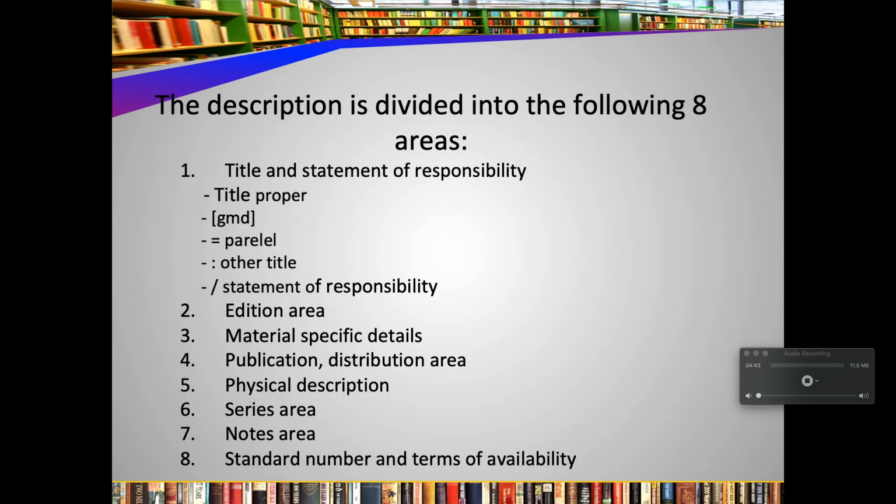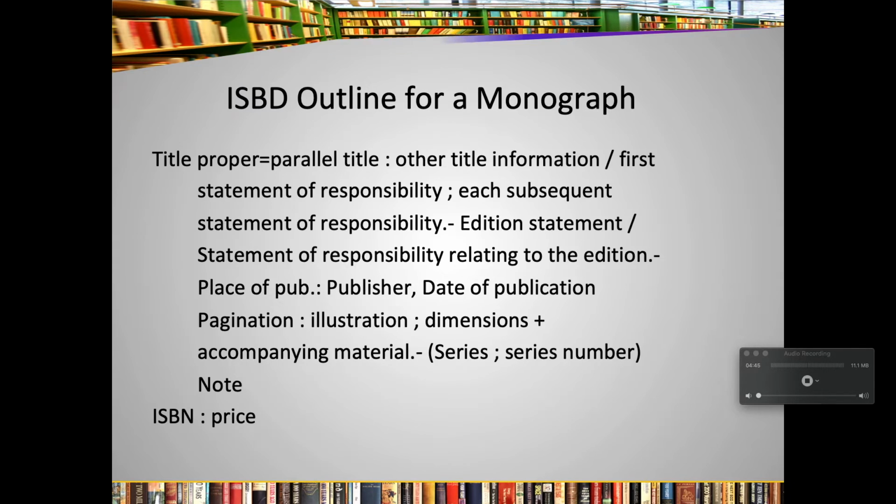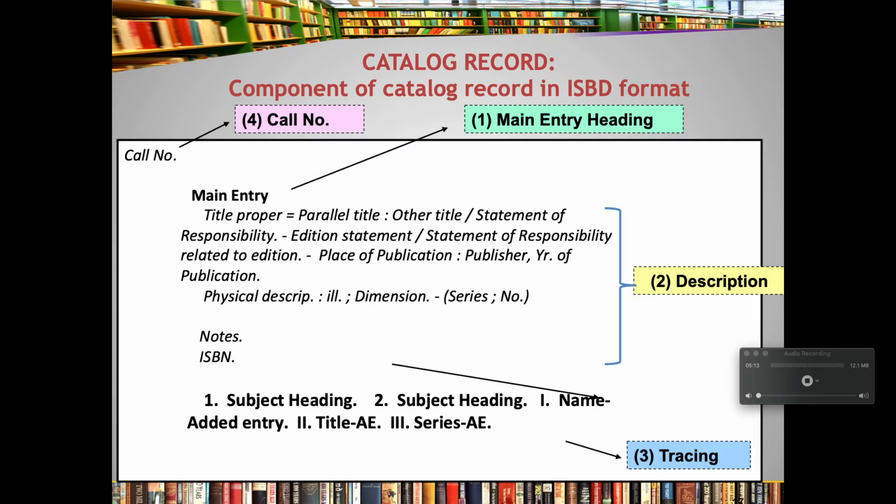This is the ISBD outline for monograph. Please take notes and observe the symbols, punctuation, and information to describe your information packages. And this is the layout of catalog records as we learned in our previous lecture.